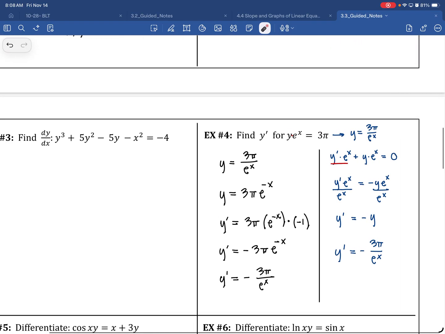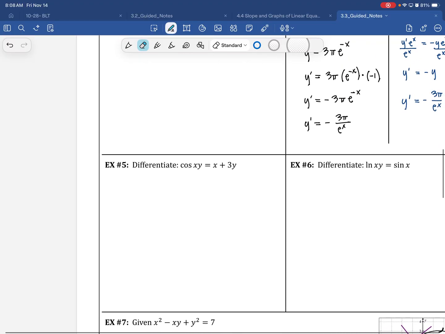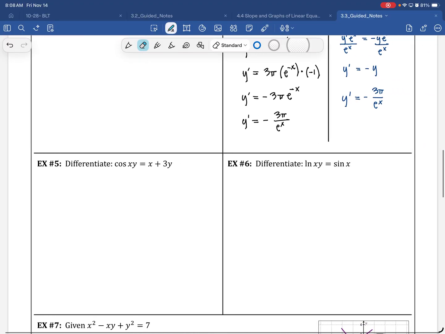Questions? That's 3 pretty solid and challenging example problems. Let's do a harder one. Man, I'm really liking that natural log one.